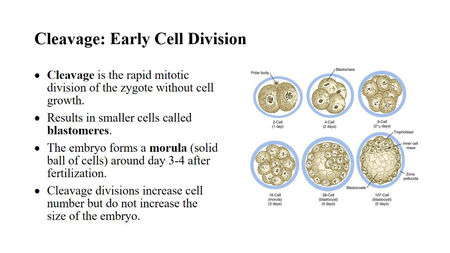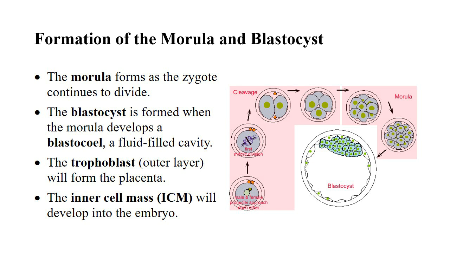Cleavage is holoblastic in humans, meaning the entire egg divides into smaller cells. After several rounds of division, the embryo forms a morula, a solid ball of cells, and later a blastocyst. Third, formation of the morula and blastocyst.